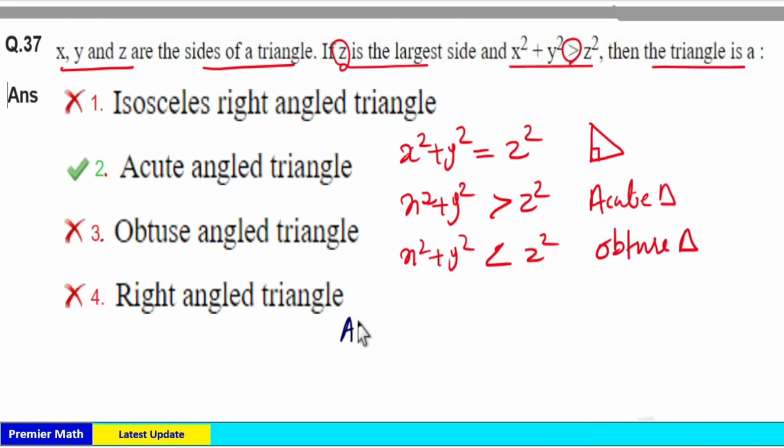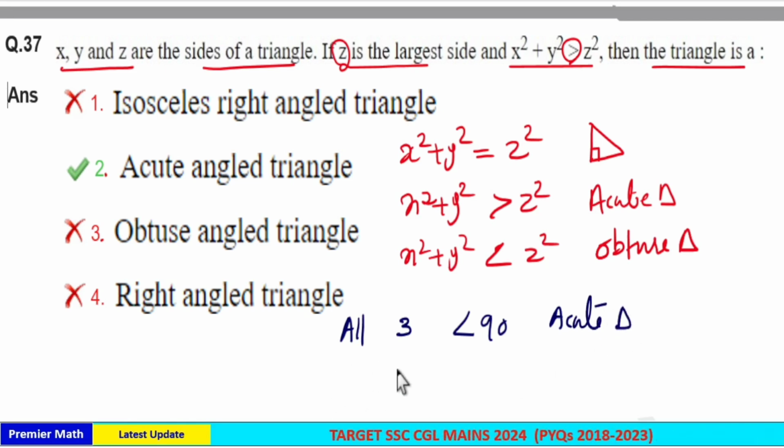Here, if all the three angles of a triangle are less than 90 degree, then it's an acute angle triangle. If one angle is greater than 90 degree, then it's an obtuse angle triangle.